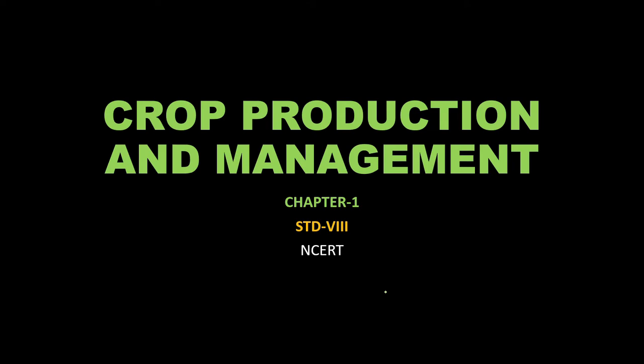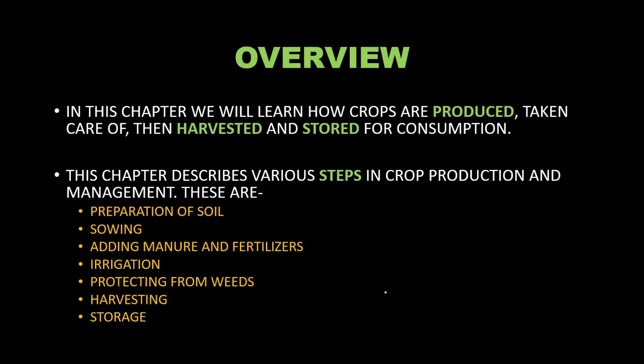Crop production and management is the first chapter in the NCERT book of science for Standard VIII. In this chapter, we will learn how crops are produced, taken care of, then harvested and stored for consumption. This chapter describes various steps in crop production and management. These are preparation of soil, sowing, adding manure and fertilizers, irrigation, protecting from weeds, harvesting, and storage. All these steps have been described in the chapter, and we will learn about each one of them very easily.